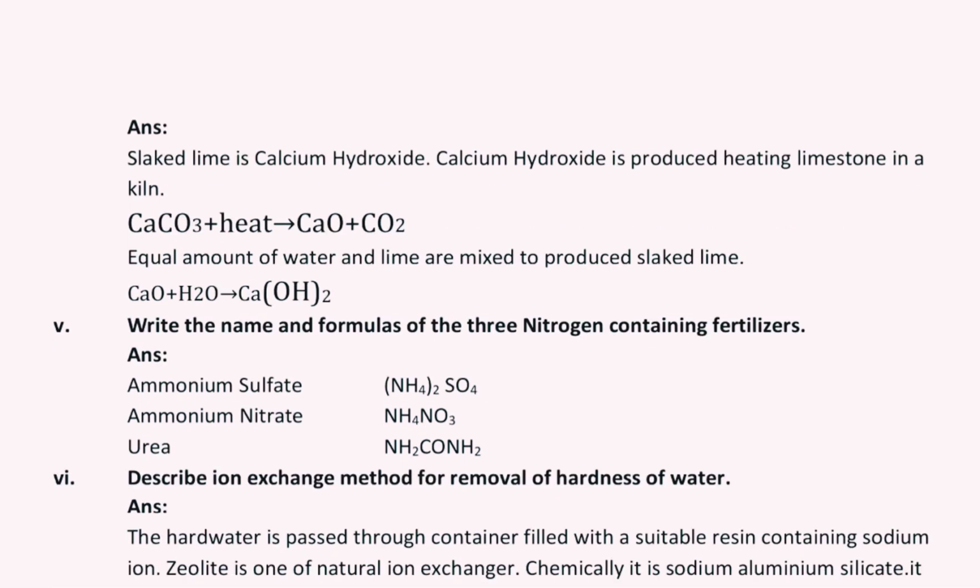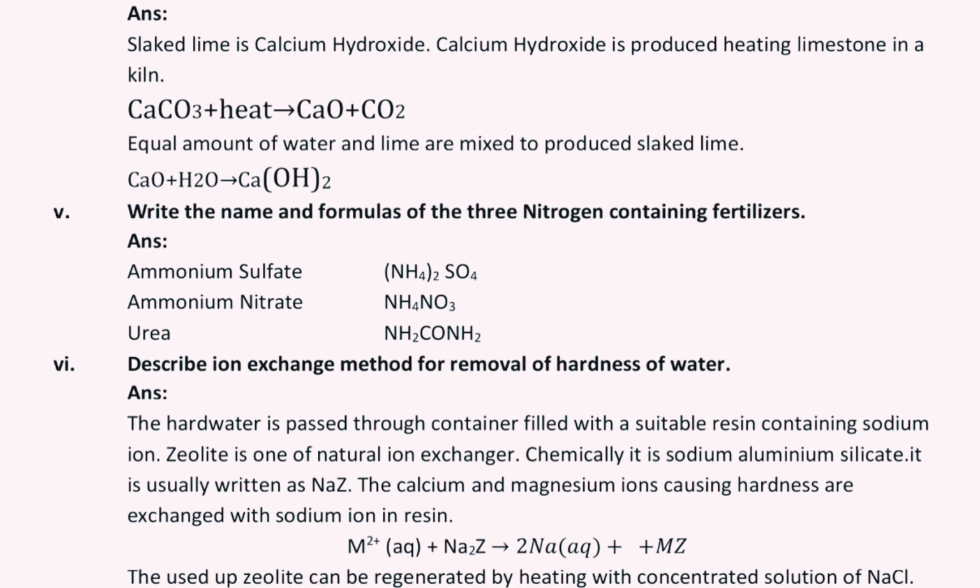फाइन. देन है हमारा नेक्स्ट क्वेश्चन, दैट यू हैव टू राइट द नेम ऑफ few fertilizers which contain nitrogen, and nitrogen is the most important ingredient for plant growth. And we have urea, we have ammonium sulfate, ammonium nitrate. Ammonium sulfate nitrate is also one of the fertilizers. Next, describe ion exchange method for the removal of hardness of water.